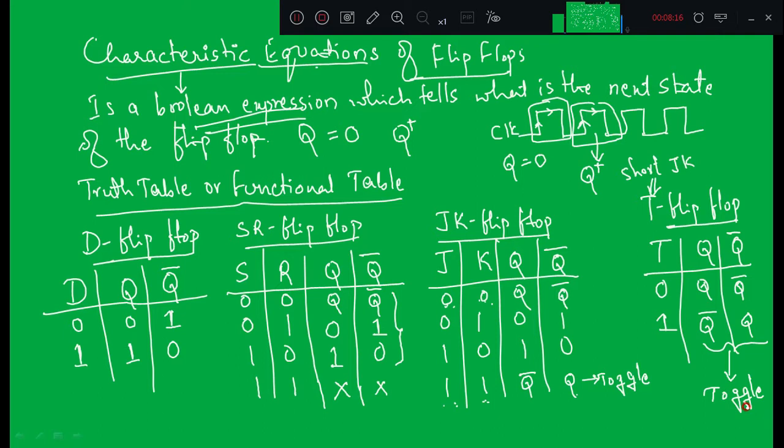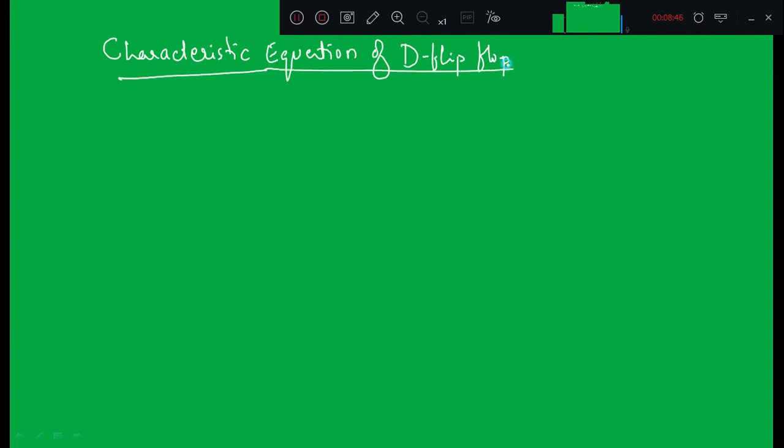Now using these 4 functional tables of flip-flops, we will obtain the characteristic equation or next state equations for all these 4 flip-flops. Moving to the next slide, we will obtain the characteristic equation of each flip-flop. First we will obtain the characteristic equation of the D flip-flop. It is very simple.